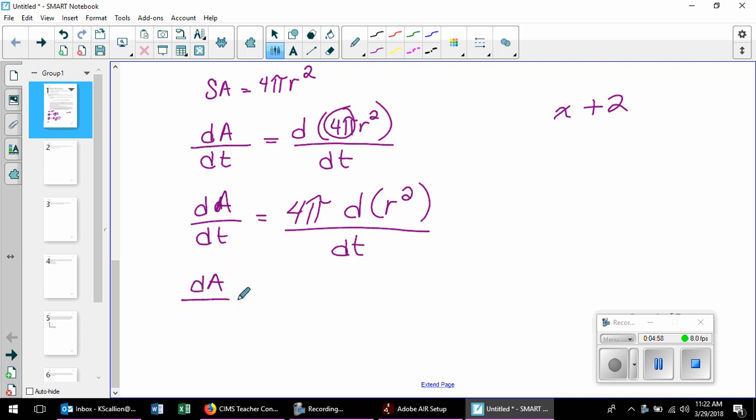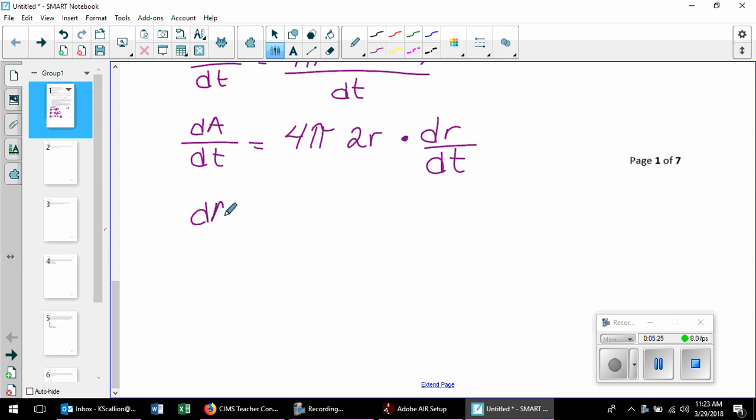So now you're going to use your rules. What's the derivative of r squared? I'm so proud of you. It's just super fun. And that's multiplied by the derivative of radius in relation to t. So we would have the surface area expands at a rate of 8 pi r times the derivative of r in relation to t.